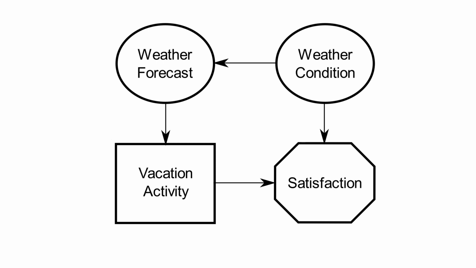However, when you take your decision, you don't have available the information about the actual weather condition. You only have a prediction, an estimate about what the weather will be in the future when you will actually perform your vacation activity. So at decision time, you only have the weather forecast, but your satisfaction depends on the actual weather and not on the forecast.